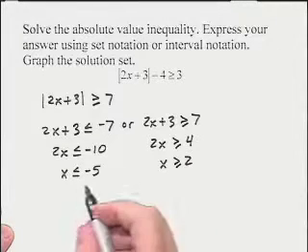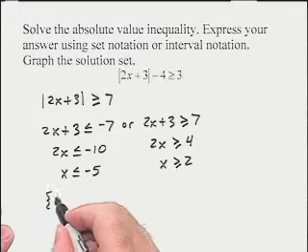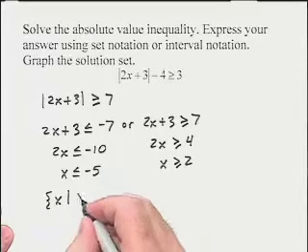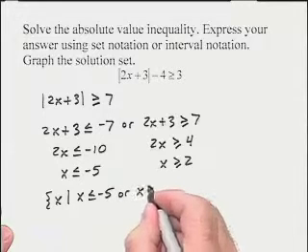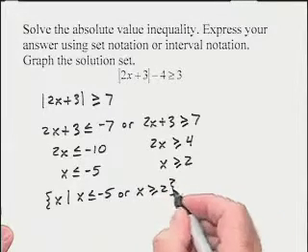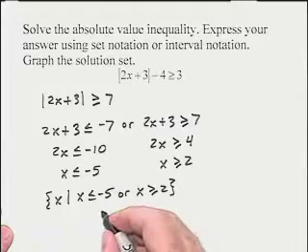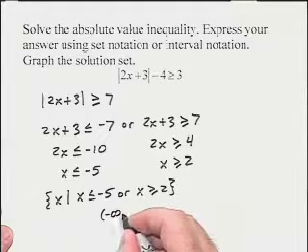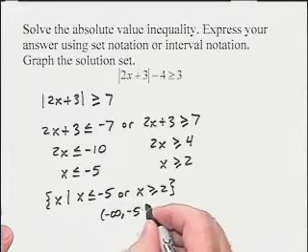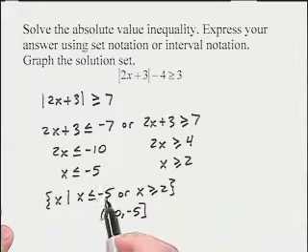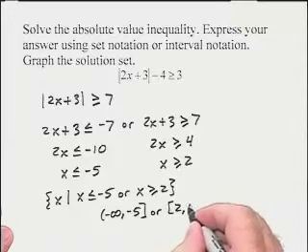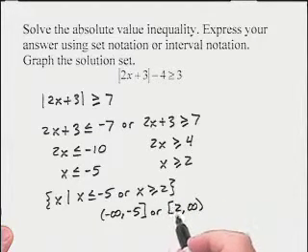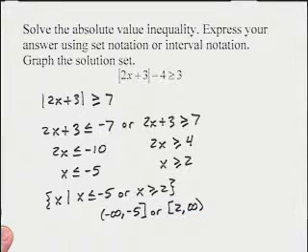If we put our results together, we'll get our solution set as the set of values for x such that x is less than or equal to negative 5, or x is greater than or equal to 2. In interval notation, we'd write negative infinity to negative 5, and we use a square bracket on negative 5 because it's not a strict inequality, or 2 to infinity. Again, we use a square bracket on 2 because we do not have a strict inequality.